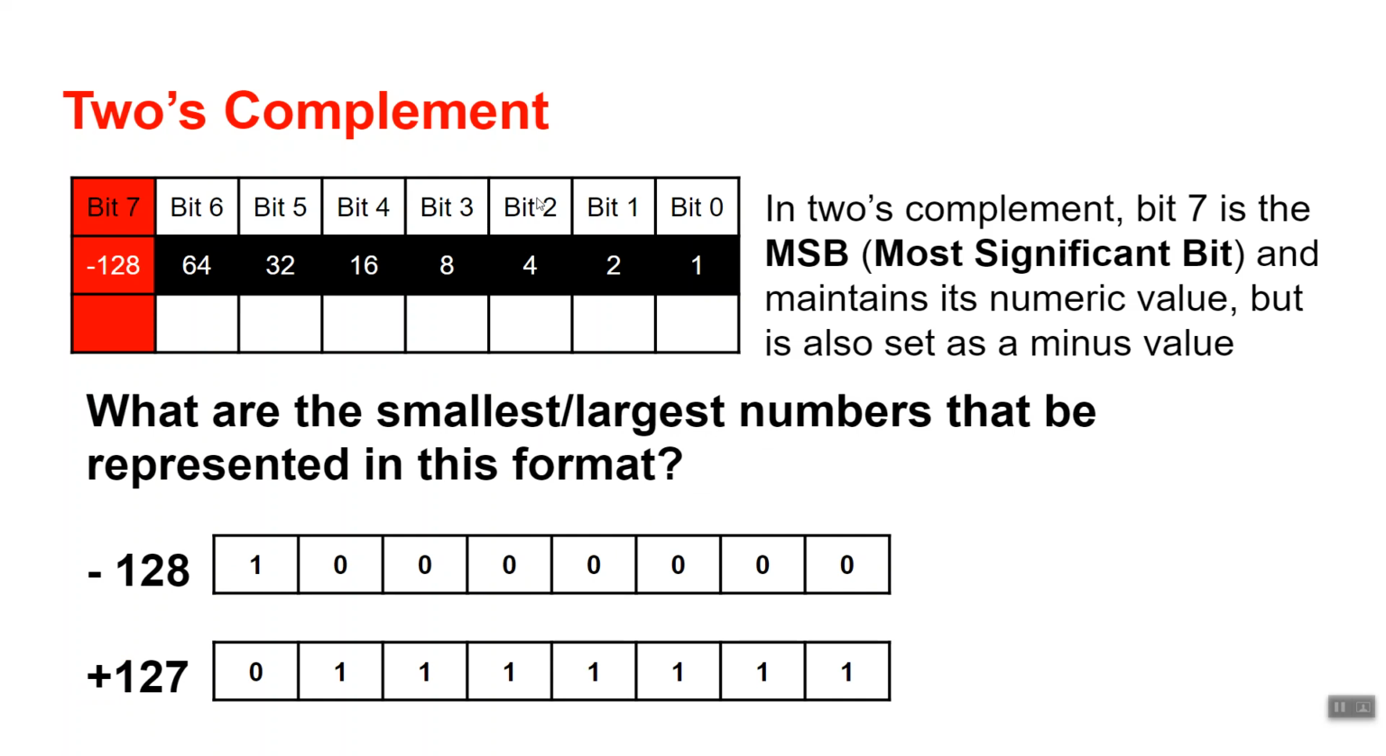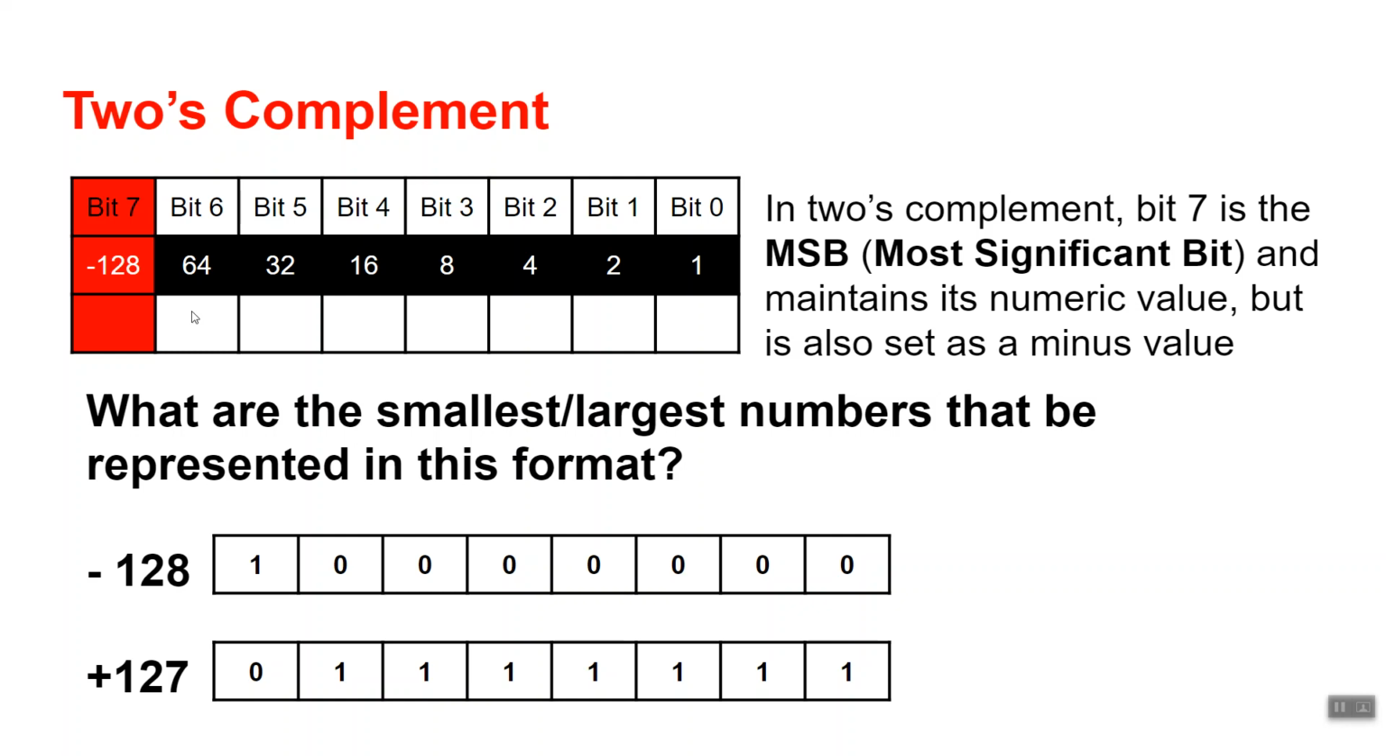So in 2's complement, we have a slightly different system. Here is our 8 bits again. And this time I've highlighted in red the most significant bit, bit 7. You can see I've numbered the bits starting with bit 0 all the way down to bit 7 here. And bit 7 is minus 128. So it maintains its numeric value, so we can use it as part of our number, but it's also set as a minus value.